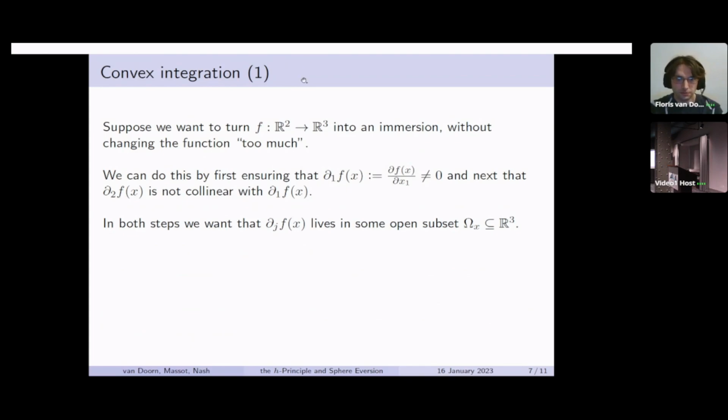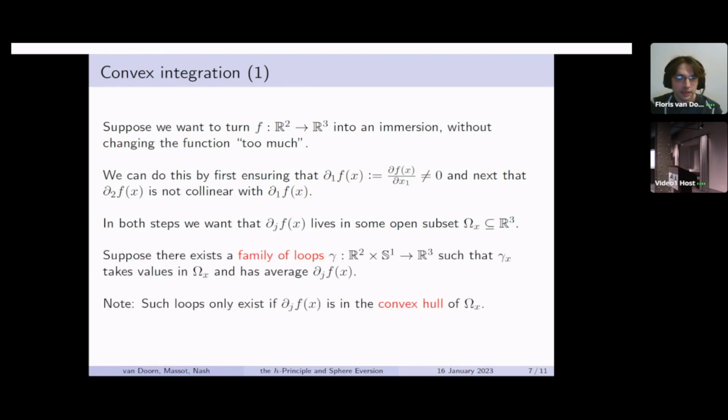More generally, we want to say that in each step we have one of the partial derivatives, and we want to require that it lives in some open subset omega x. And now the key ingredient of convex integration is that we assume that there's some family of loops. For each point x in the domain of f, there's a loop gamma x. And we require that this gamma x has two properties, namely that it always lives in this open set omega x, and that it has as average the partial derivative of f at x.